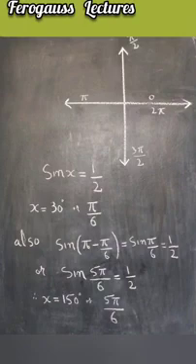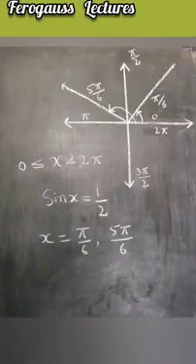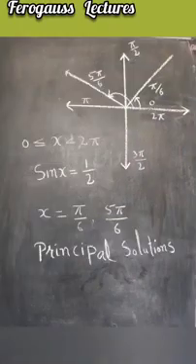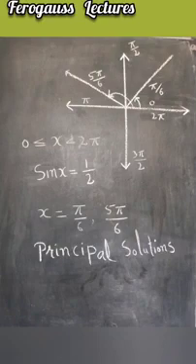Thus from 0 to 2 pi, that is x greater or equal to 0, less than 2 pi, there are two values of x, that is pi by 6 and 5 pi by 6, which satisfy the equation sin x is equal to 1 by 2, and these values of x are called principal solutions. Thus we have two principal solutions in a trigonometric equation.